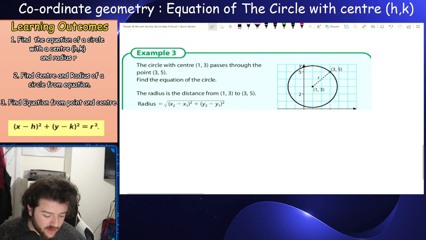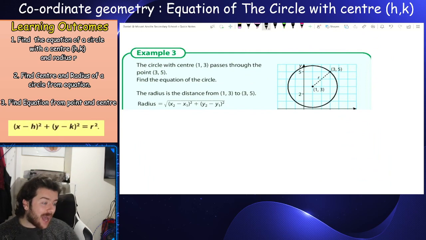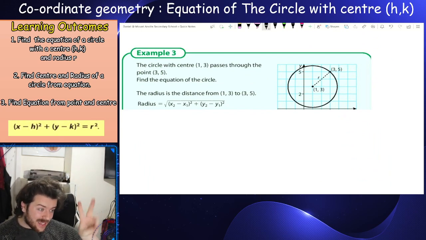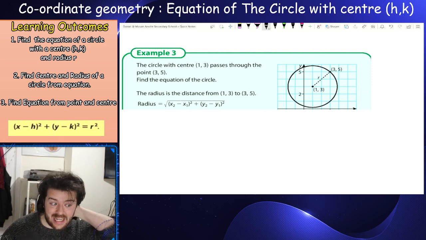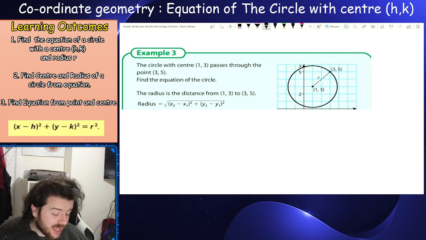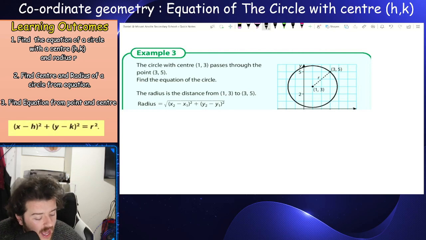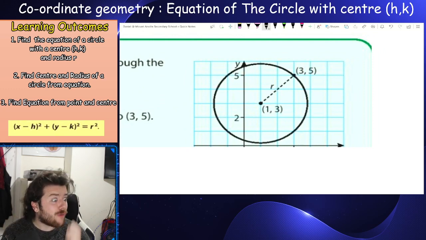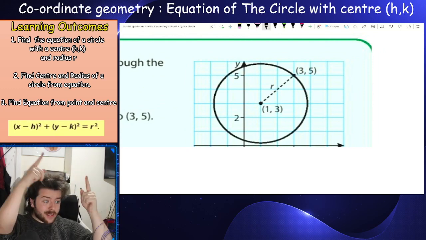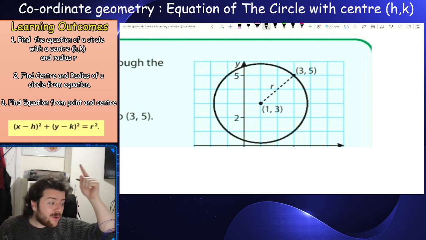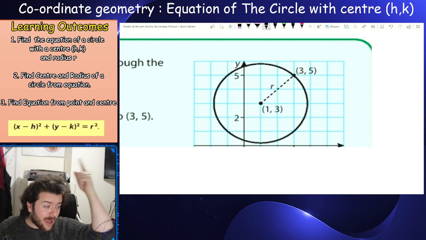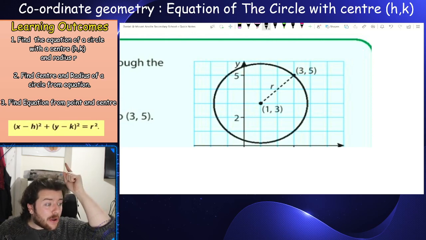So then finally, we could be asked to find the equation of a circle when we're given 2 points, the center point and a point on the diameter. So I have my 2 points here. So I have (3, 5) and (1, 3). (1, 3) is my center. So I need to find my radius. Because the only thing I need for this equation is my center point, so my h and my k value, and I need my radius.